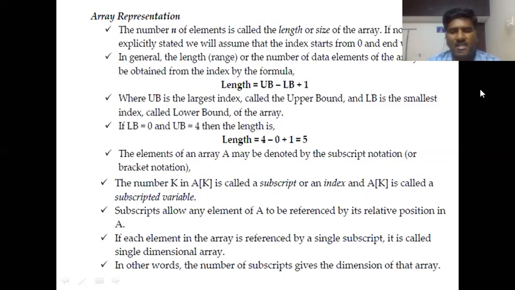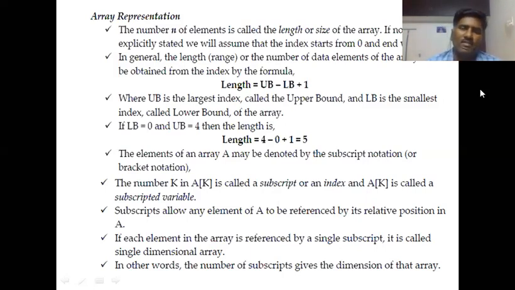At the same time, A of k, j. Here k, j are two subscripts, so this is called a two dimensional array. At the same time, A of k, j, m has three subscripts, so this is called a three dimensional array. So integer A of k is a single dimensional array. Integer A of k of l is a two dimensional array. Integer A of k of l of m is called a three dimensional array.